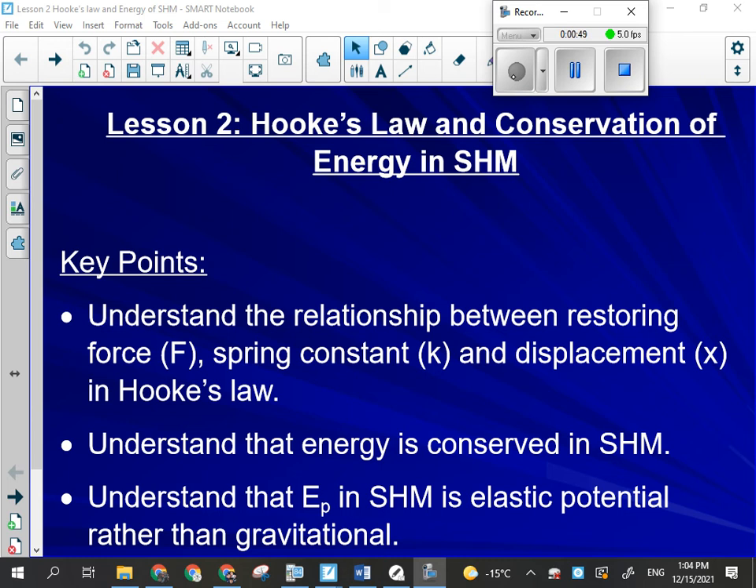So what we're going to look at today is what makes that happen. Okay? What makes this force increase linearly? Looking at the energy involved, the kinetic, the potential, elastic potential energy is something we'll introduce today.